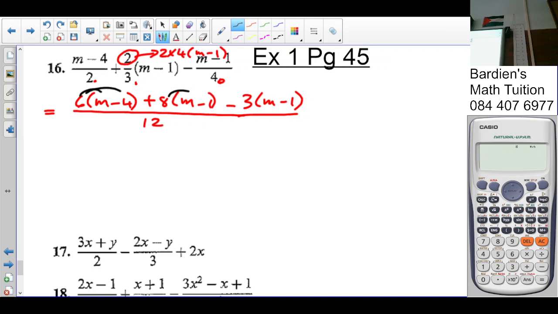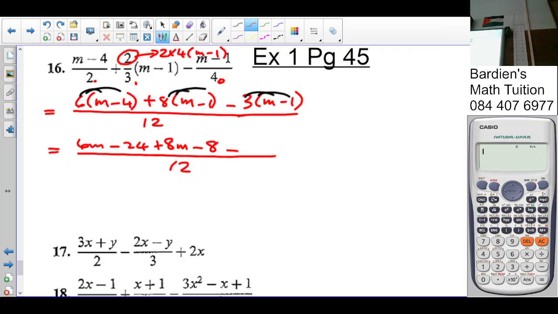Right, now what do we do now? We get rid of the brackets. So what do we get? 6m minus 24 plus 8m minus 8 minus, plus 3. Why plus 1? 3m plus 3 and not 1.